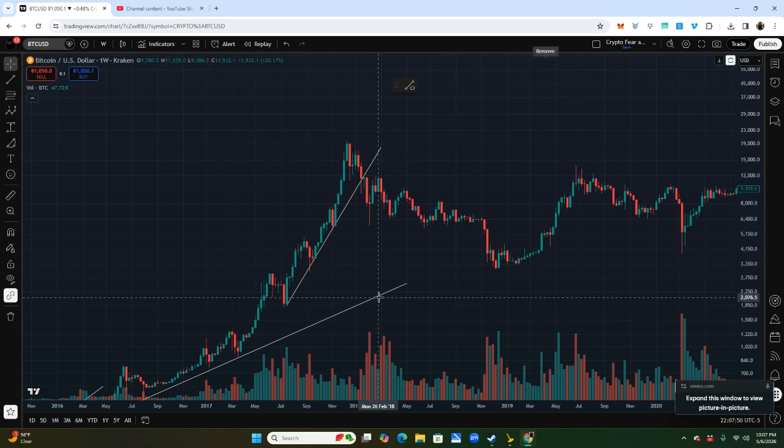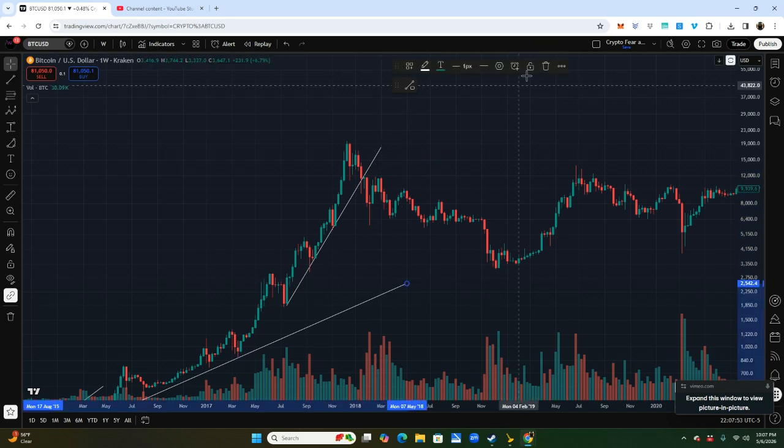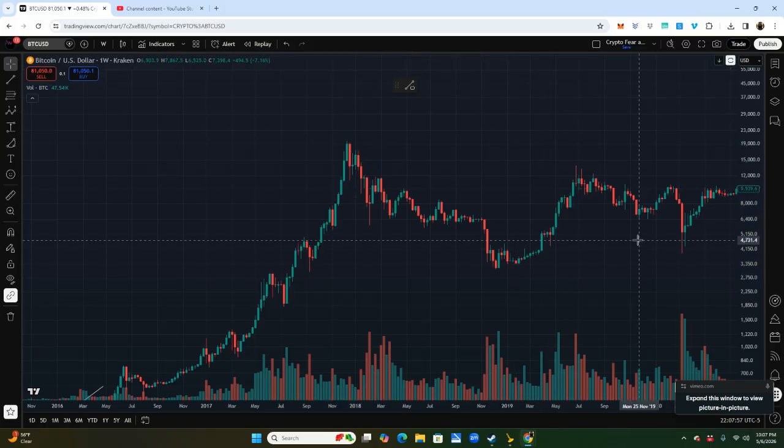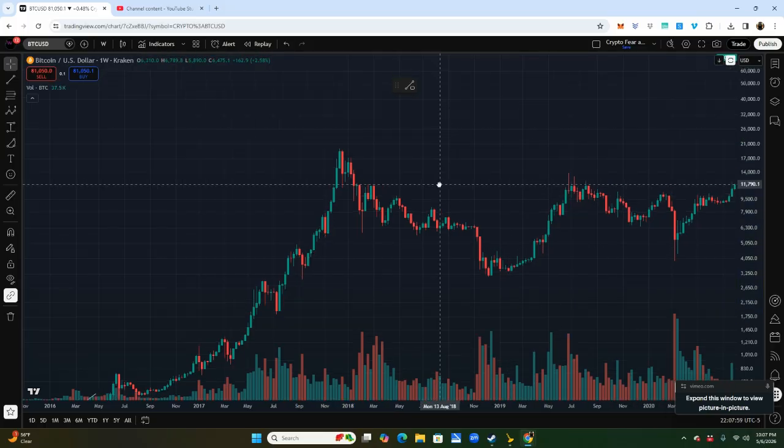Now you can do this throughout the whole entire cycle. This is not the only thing that you want to be doing, right? You want to be looking at the indicators as well, but this is a very basic, helpful tool that you can use.